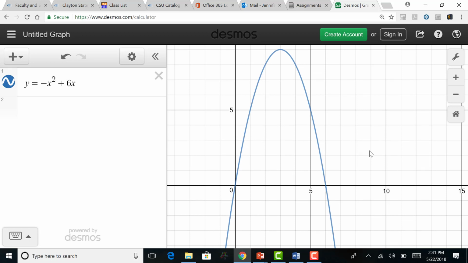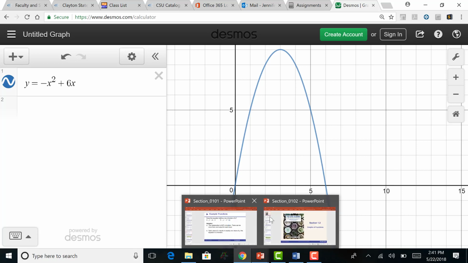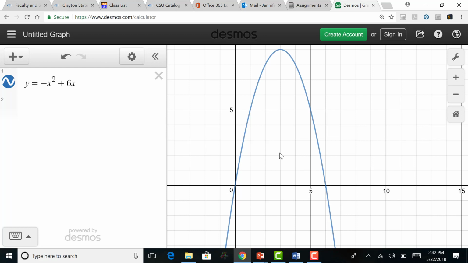What test am I doing? Does it pass? What's yours look like? Upside down, and really thin. It should be upside down. Yours is up, mine's the opposite. Yours opens this way. Did you put a negative sign right here? Look right here. Did you put a negative right there? Let me see it. Oh, that's because, look at it now. It's right.